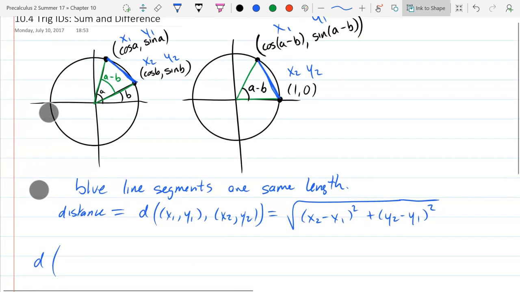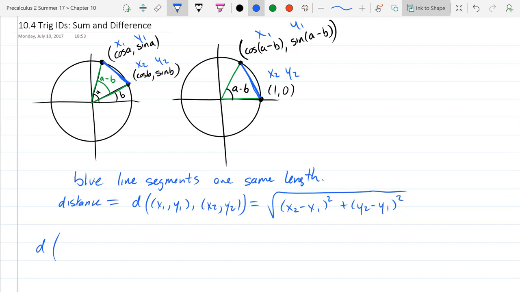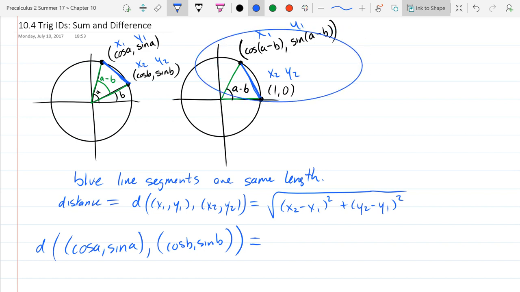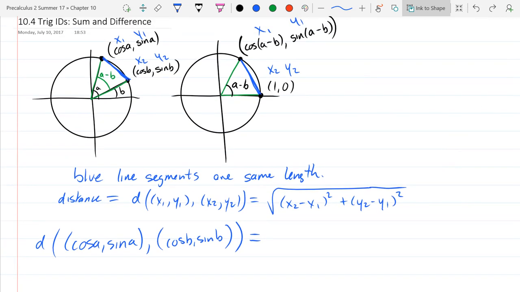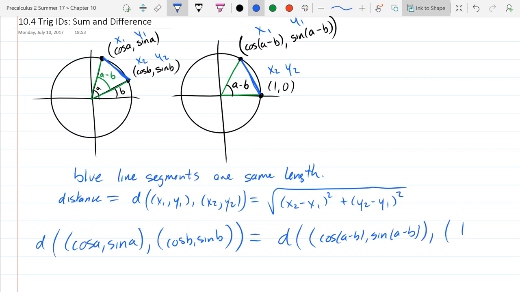So on the left side, I'm going to zoom out here. Hopefully I can write this small. Distance between cos A, sine A, cos B, sine B. This is the distance on the left line segment there. Equals distance. Now we're on the right line segment, so I'm going to use all this. So we got distance x1 cos a minus b, sine a minus b, comma 1, 0.